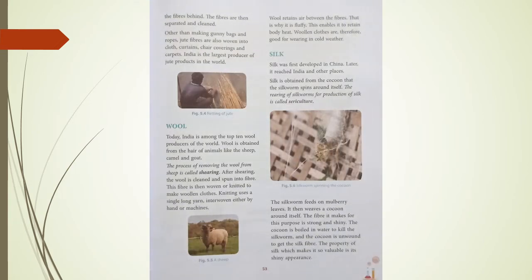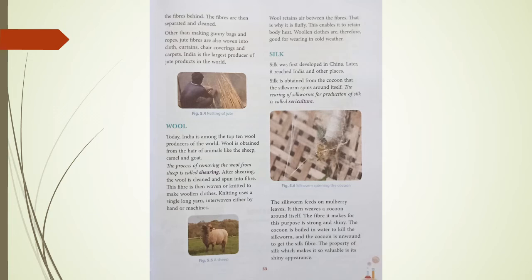Now we will study about wool and silk. Wool. It is also a natural fiber. Do you know from where we are getting wool? We are getting wool from the hair of animals such as sheep, camel, etc. The hairs from the body of these animals are removed, and the process of removing wool is called shearing. After shearing, it is cleaned, and after a few processes, it is converted into woolen cloth.